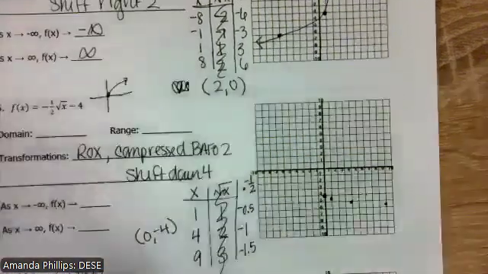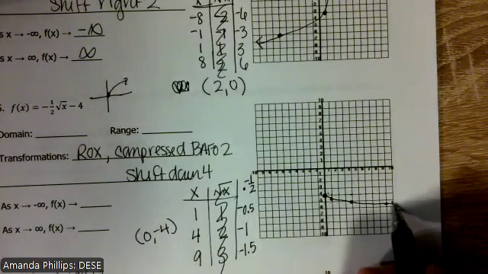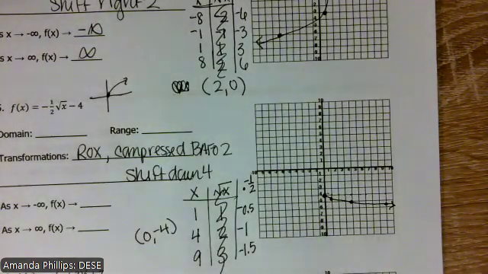Okay, now I knew this would be a really short graph, not much of a curve, because it's being compressed and it's got a reflection, so it's upside down. Okay, now that I have it graphed, I can go and tell some info.